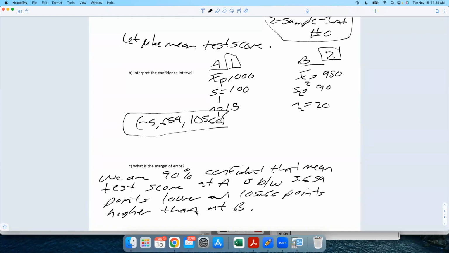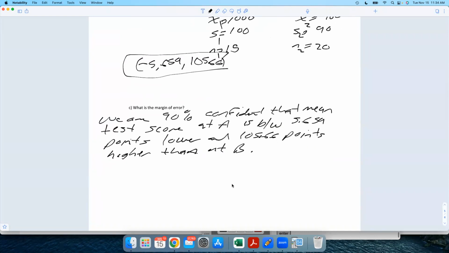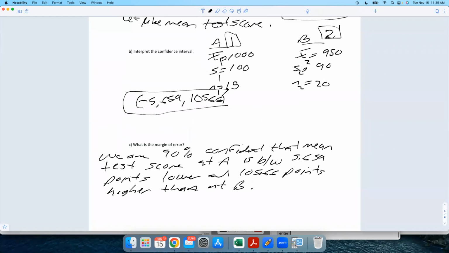So who wins? Who's got the higher test average? We don't know. Anytime you have a negative and a positive in your interval, there's no winner. If these were both positive, then that would mean school A is the clear winner. We're really confident that they have a higher average. If you get two negatives, you chose the wrong group one. Start back over. If you get two negatives, you got group one and group two backwards.